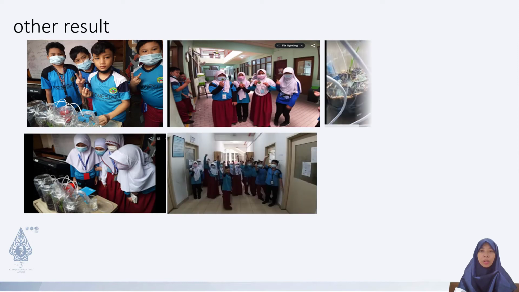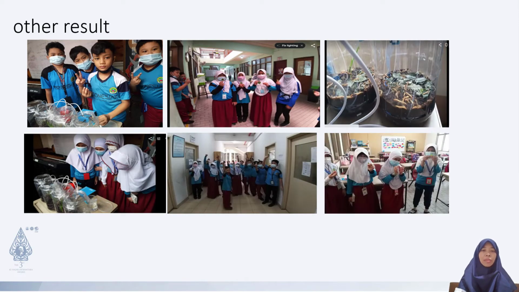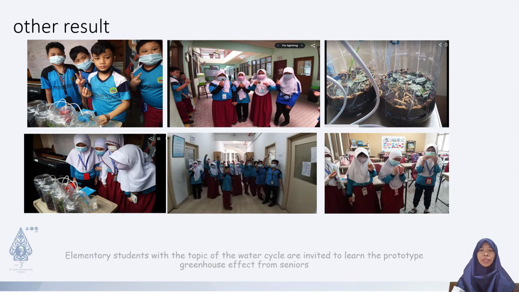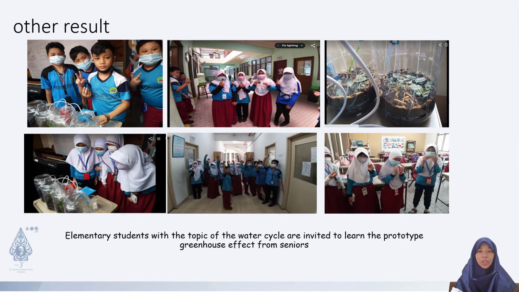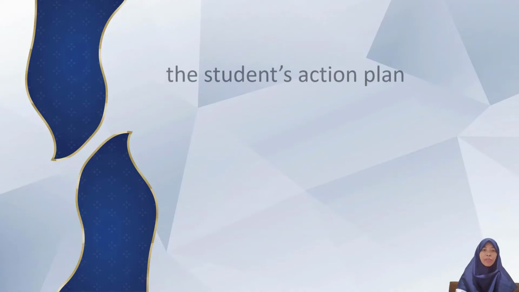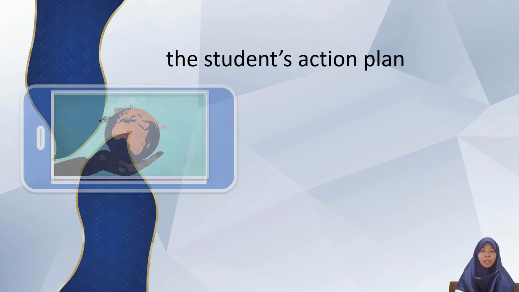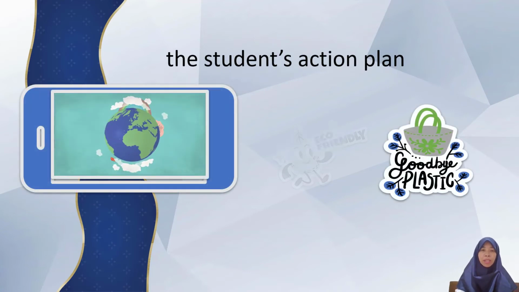This is the other result. Elementary school students who are studying the water cycle with me are invited to show their SEAMEO project. They are very enthusiastic. It is an opportunity to explain the need for plant maintenance to reduce carbon dioxide, which can increase the temperature of the earth, and to maintain the water cycle. Next, I will explain my students' action plan in tackling the problem of climate change.